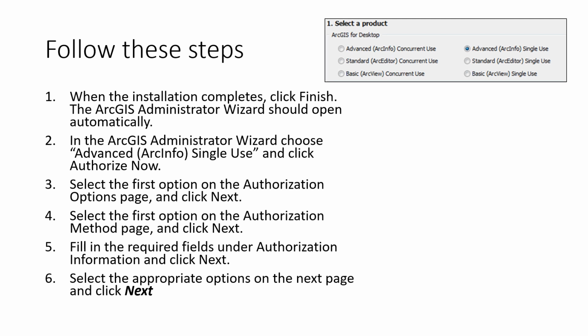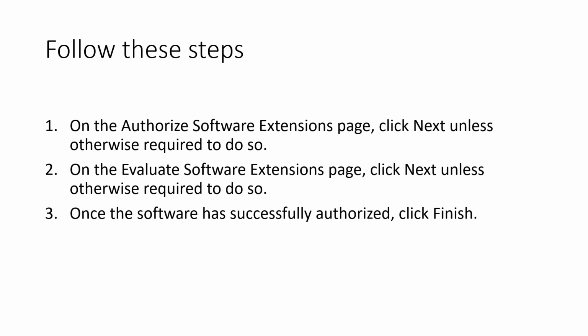So once it gets started, the ArcGIS Administrator Wizard will open up and it'll ask you to select the products. You're going to select Advanced ArcInfo Single Use and click Authorize Now. You'll have to be logged in and connected to the internet when you do this. Select the first option on the authorization page and click Next. Select the first option on the authorization method and click Next. Fill out the required fields that it asks for, like your name and what you do and all that kind of stuff, and click Next. Select the appropriate options on the next page and click Next. There's an awful lot of clicking Next involved in installing the software.